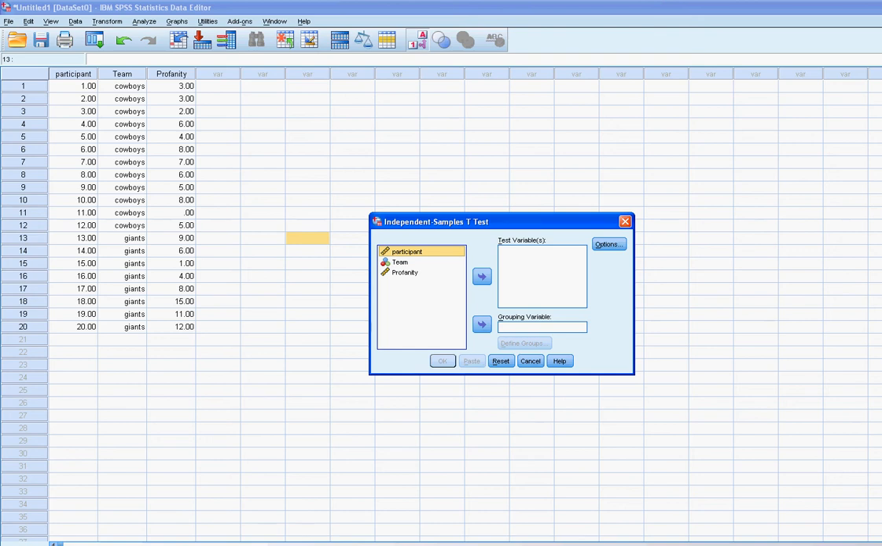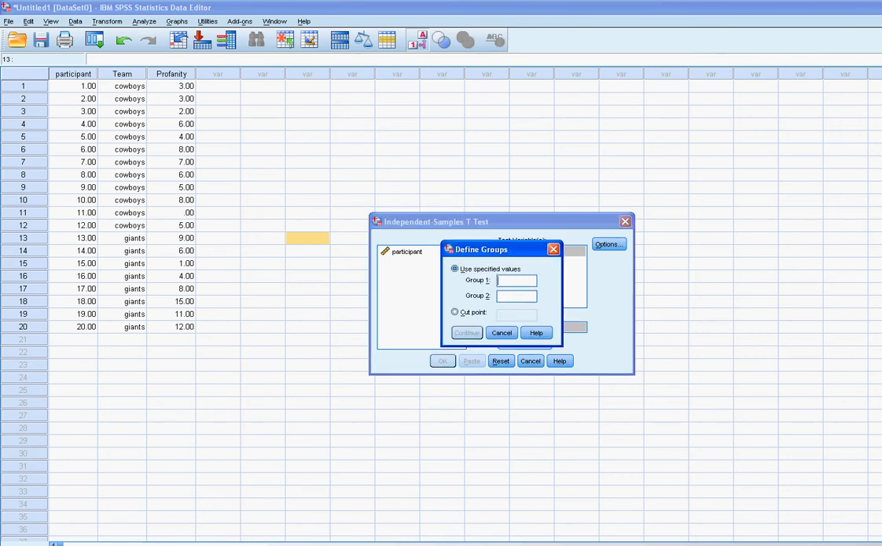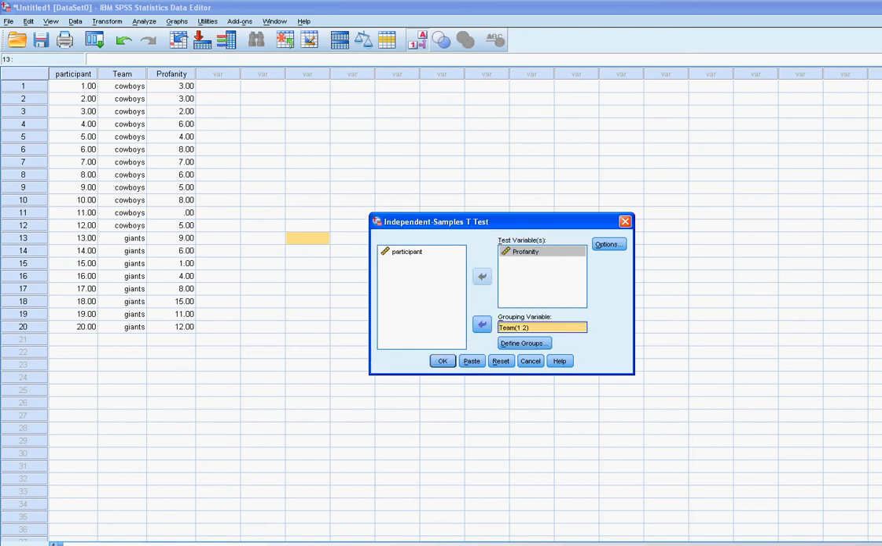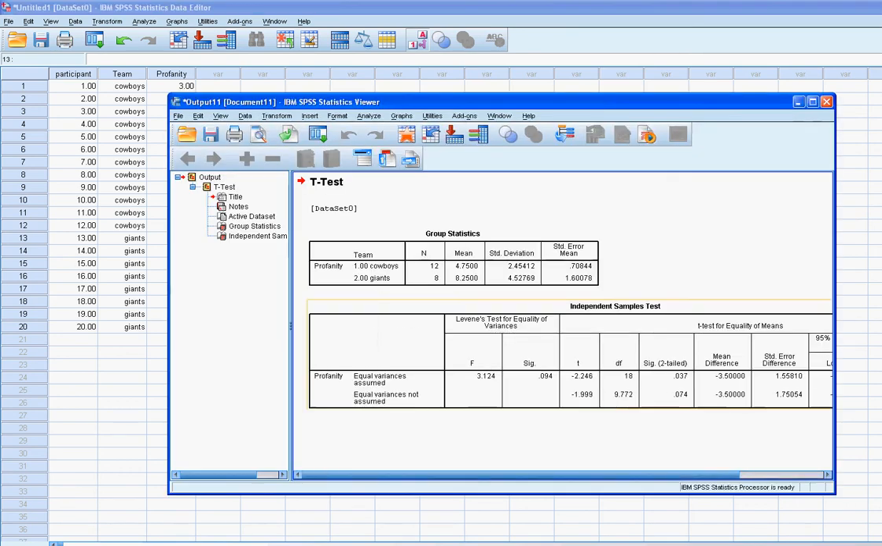We enter in our dependent variable, which here is profanity, into the test variables box. We enter in our independent variable, which is team, into the grouping variable box. We click on Define Groups and we enter the numbers that we used when we set up the data set to represent those levels of the independent variable. We click Continue and then run the analysis.